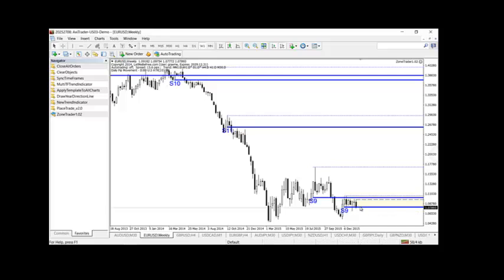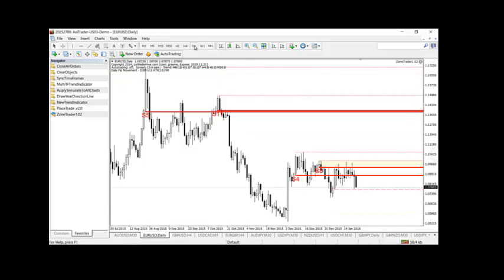Maybe a little bit of retracement going on around about this bottom level of the supply zone. But yeah, I think we're looking to sell from there. So let's just drill down a little bit further.